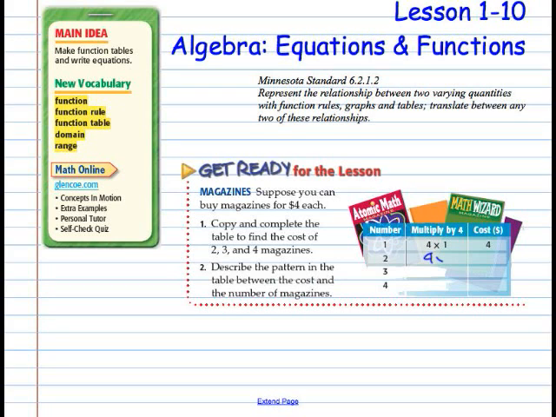2 magazines would be 4 times 2, which is 8. 3 magazines would be 4 times 3, which is 12. 4 magazines would be 4 times 4, which is 16. Describe the pattern in the table between the cost and the number of magazines. Well, if you take the number of magazines, N, and multiply it times 4, you'll get the cost of the magazines.